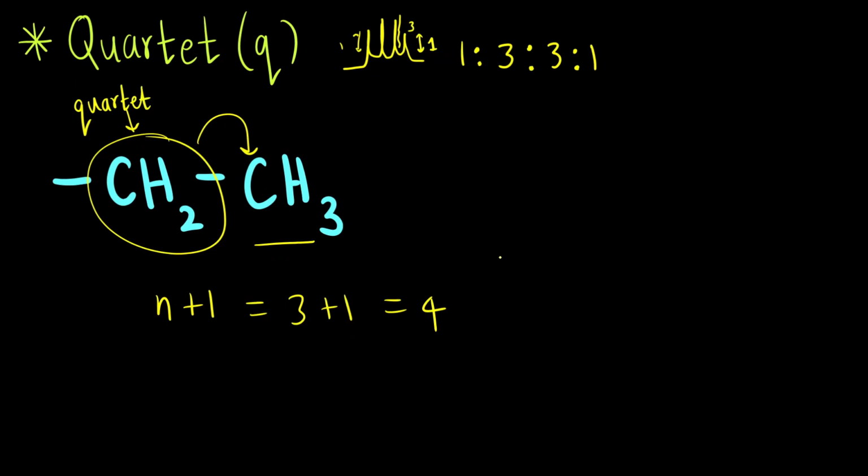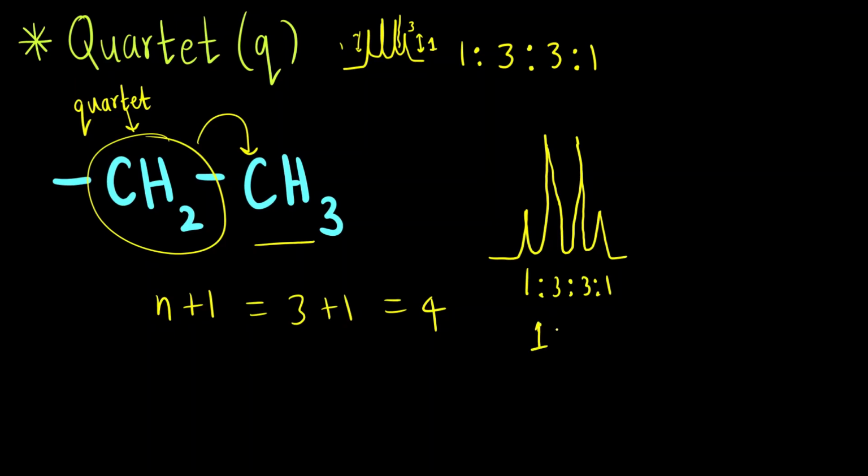In a quartet, the ratio is 1:3:3:1. Here there is only one J value. What is the meaning of J? That is the distance between the two split peaks, which is nothing but the coupling constant. This is the J value, the coupling constant, and it is the same throughout.